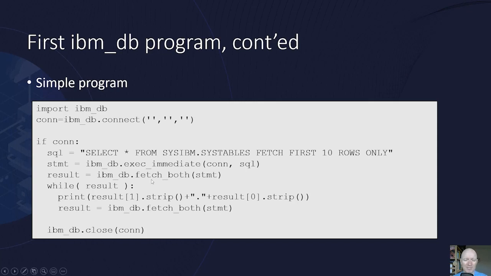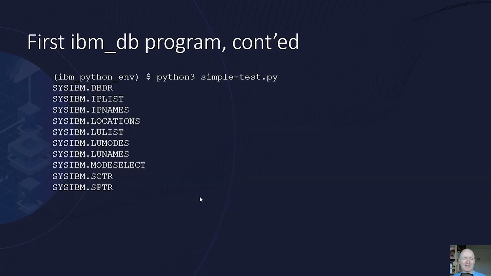And then we have Python code. If you're familiar with Python, this looks familiar. We have this SQL statement. We call one of these API functions, exec immediate, and then do a fetch, and then loop through the result set until empty, and then print the result. So if everything goes well and everything is configured correctly, you'll see an output like this, the 10 tables from SYSTABLES. All right, so far so good.